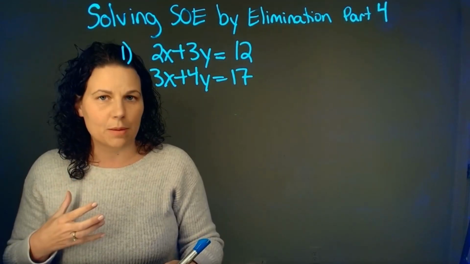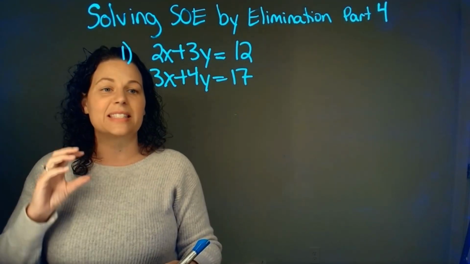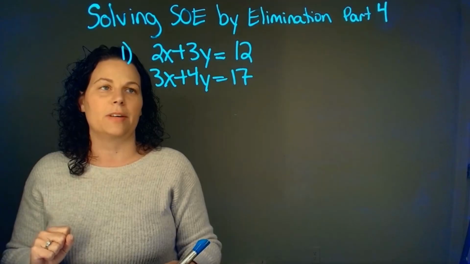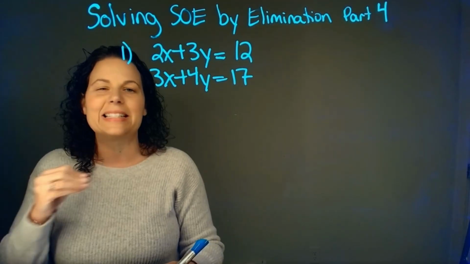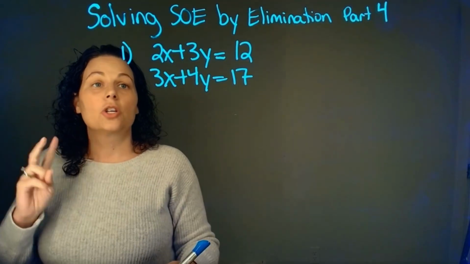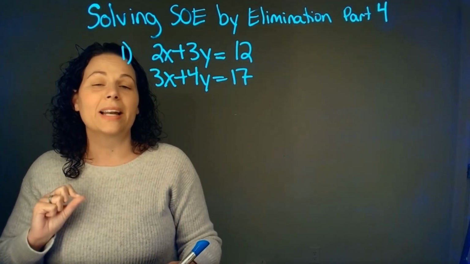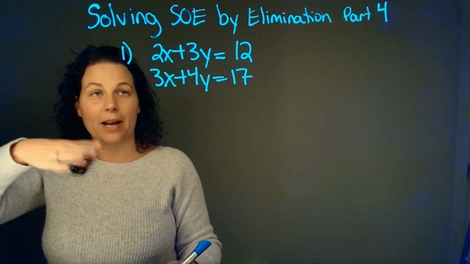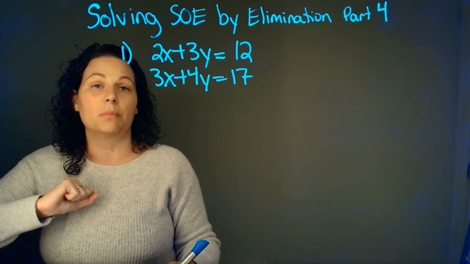Our goal is the same though. Get one variable with the same number, opposite signs in front of it. You can pick x or y. It does not matter. I'm going to do x for this one. Again, it doesn't matter. 2 and 3. What can I multiply by so that 2 and 3 become the same number?